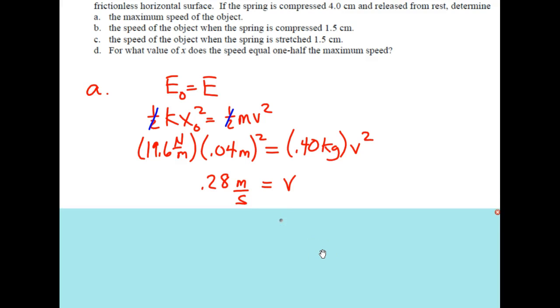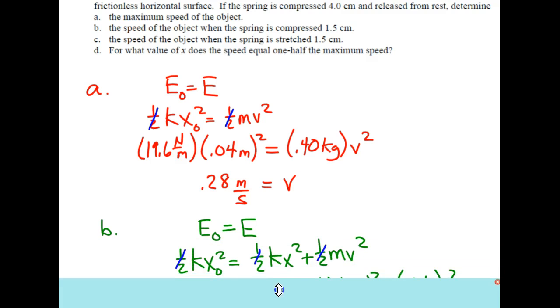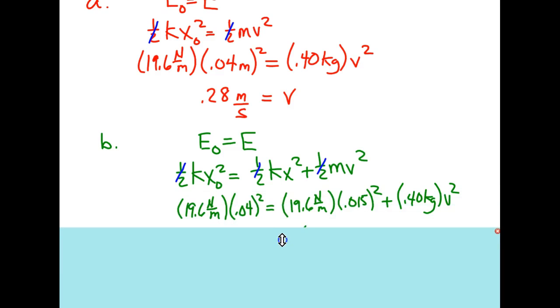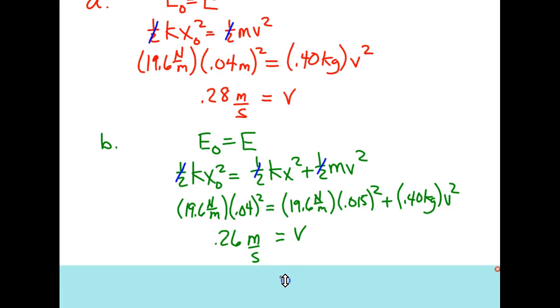In part B, they want the speed of the object when the spring is compressed 1.5 centimeters. We're going to use the same initial state as in the previous problem, but now in our final state we have both kinetic and elastic potential energy to take into consideration. So we start out with all elastic potential, and then we have the sum of elastic potential and kinetic in our final state. We substitute, solve for v, and we should get 0.26 meters per second.